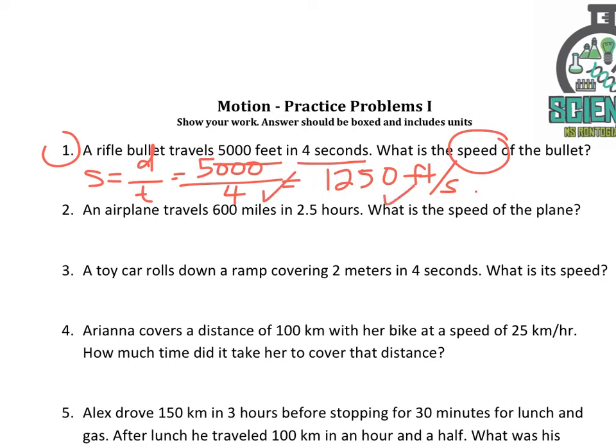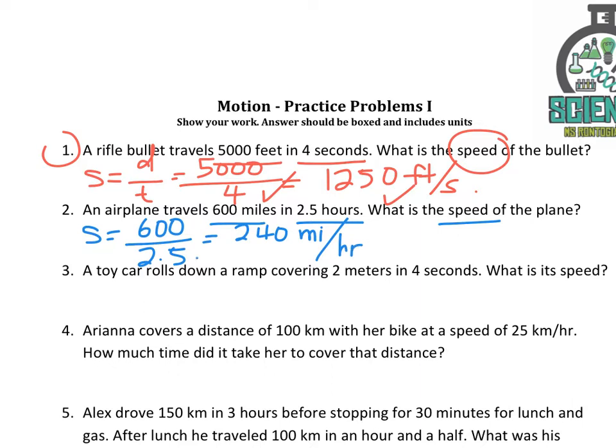Number 2, an airplane travels 600 miles in 2.5 hours. What is the speed of the plane? So again, speed is equal to 600 divided by 2.5, which is 240 miles per hour. So again, our answer with our units. So basically this tells us that every hour the plane travels 240 miles. That's what it's essentially telling us.